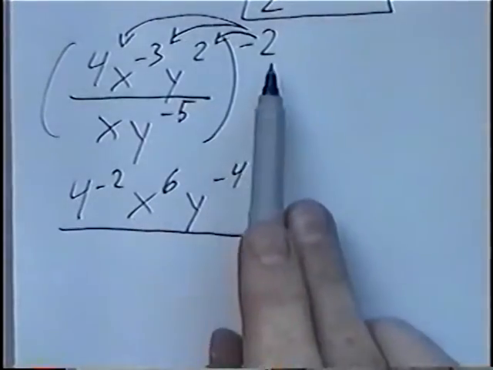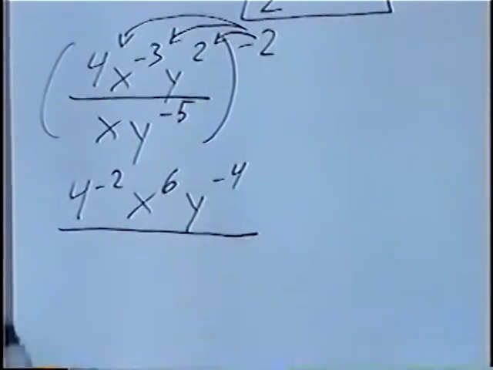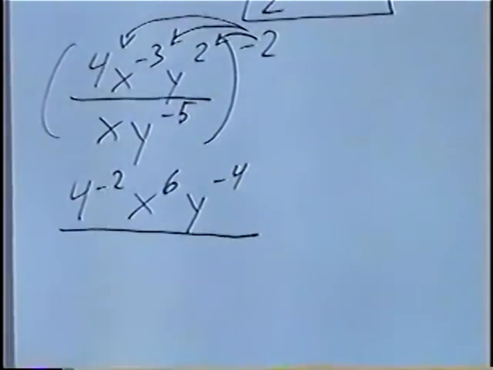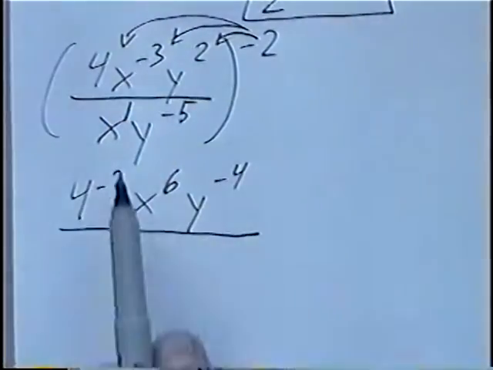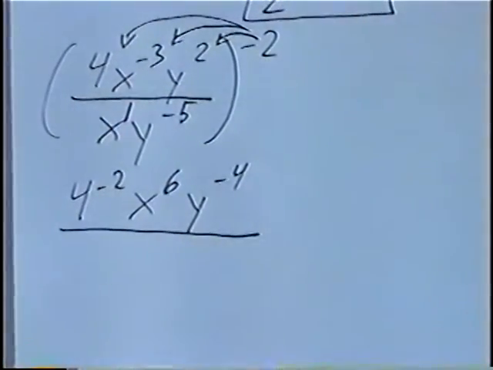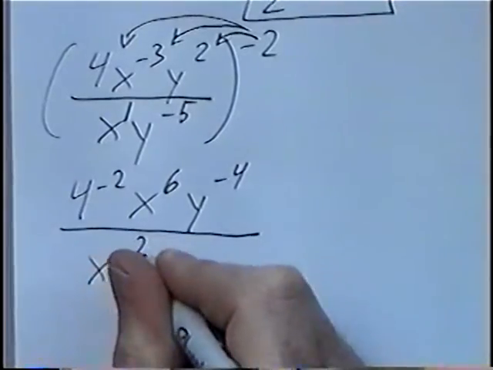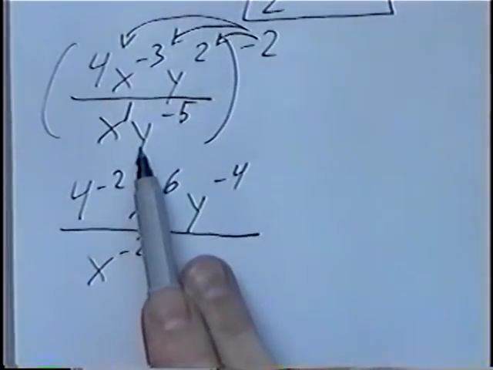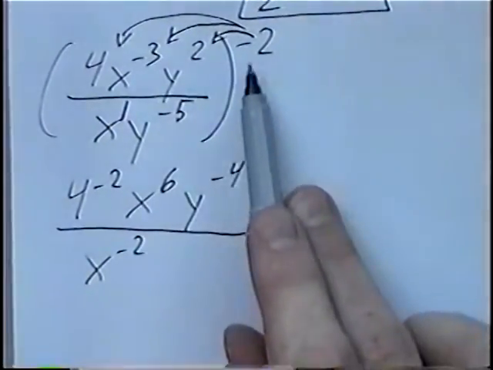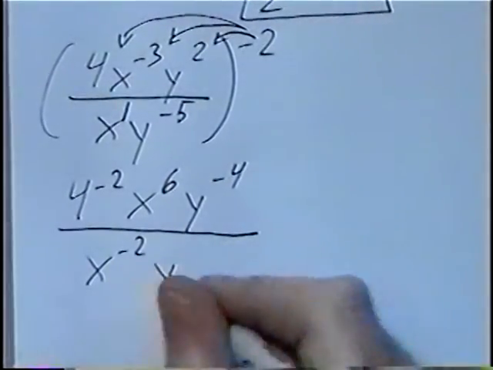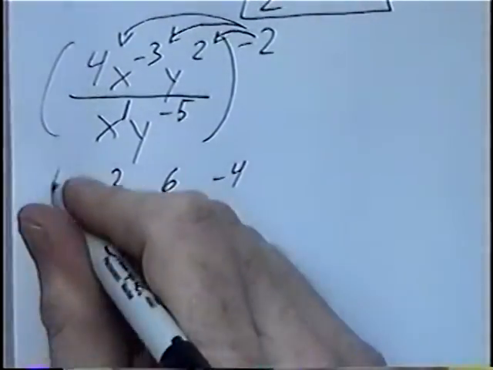For the denominator, each term will get a power of negative 2. If there's no exponent on the x, we can put a 1. So we'll have 1 times negative 2, or we'll have x to the negative 2 power. And for the y term, negative 5 times negative 2 would be y to the positive 10th power.